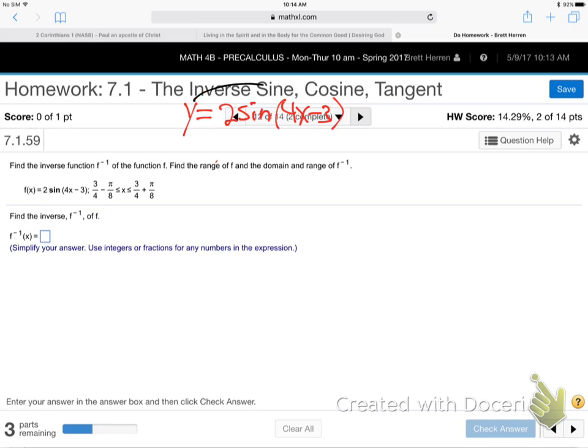So switch x and y, right? Oops, missed it. So switch x and y, solve for y, right? So get y alone, go layer by layer. Get y alone. So first layer, divide by 2.